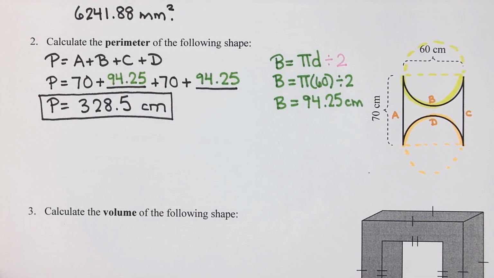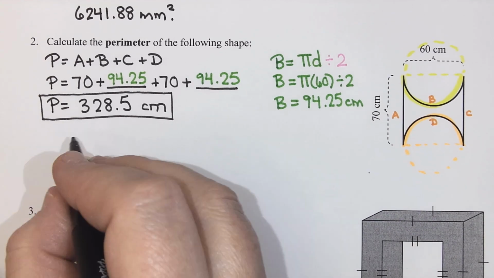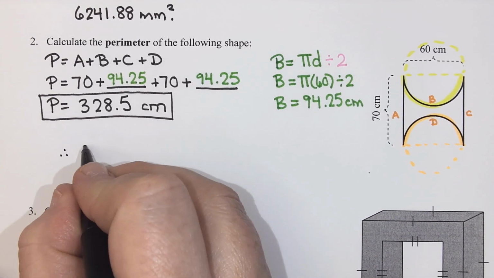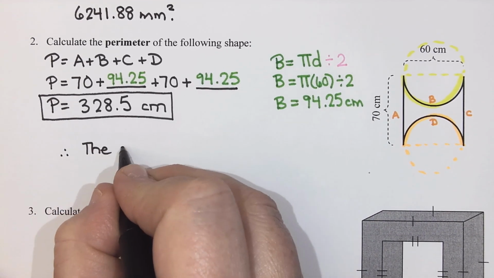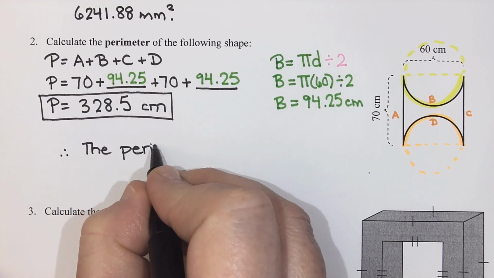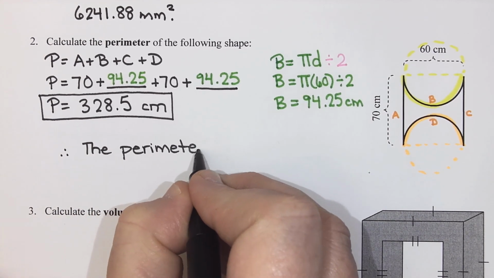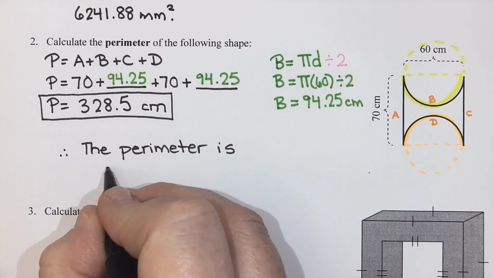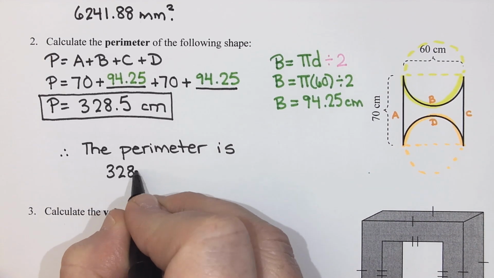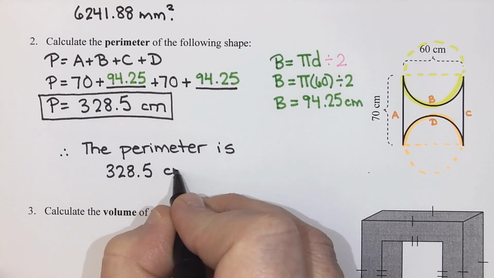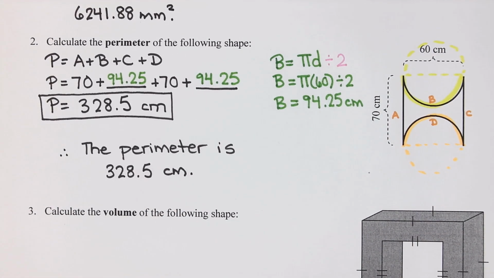328.5 centimeters. And anytime I do more than one calculation, I like to write a little sentence. So I'm going to say the perimeter is 328.5 centimeters. Okay, that's going to do it for this question.